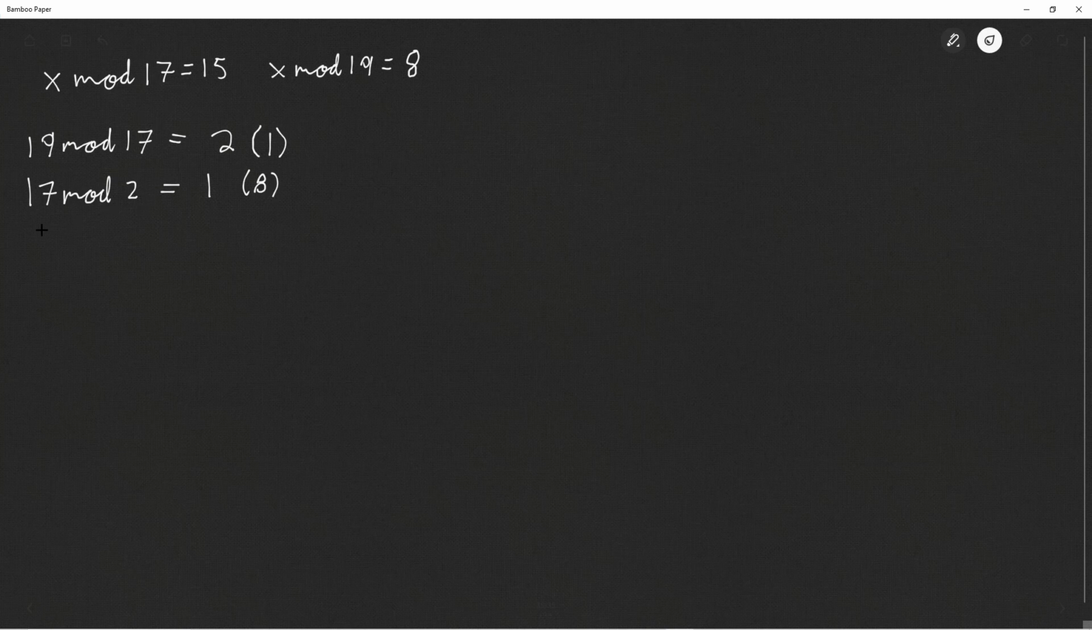And now we have 2 modulo 1, which gives us 0, and 1 goes into 2 two times. However, if you remember from the first question, the row that equals 0 doesn't matter, so we can just cross it out.